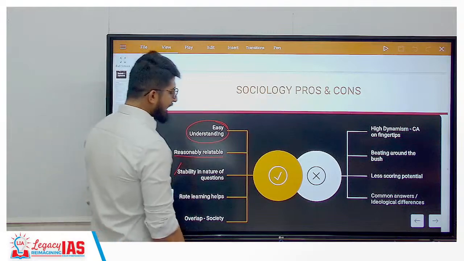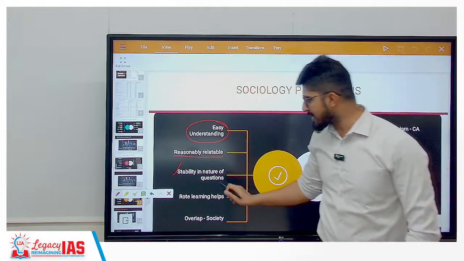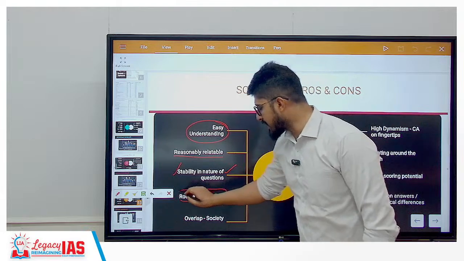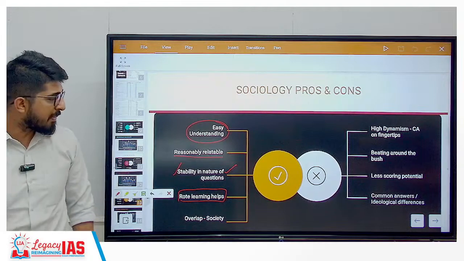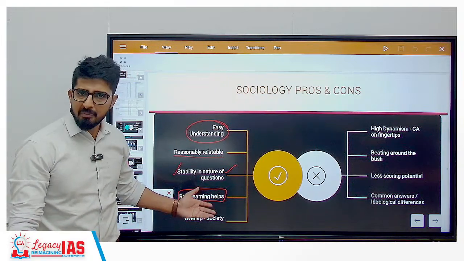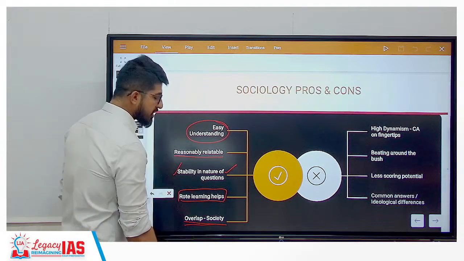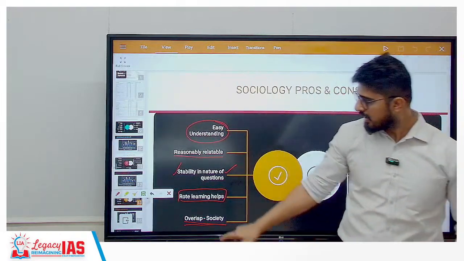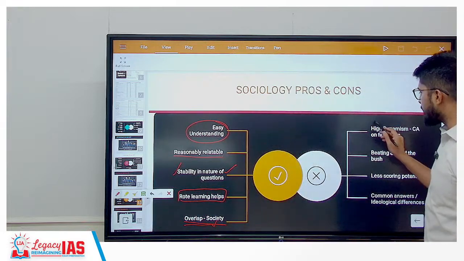There is stability in the nature of the questions, as I had mentioned, related to your anthropology. There is stability in the nature of questions. Rote learning to an extent helps. People who are rote learners, who do the by heart, or the memorizing, for them it can be handy to an extent. And it overlaps with a subject in your GS called Indian society and social justice. It overlaps there, okay?